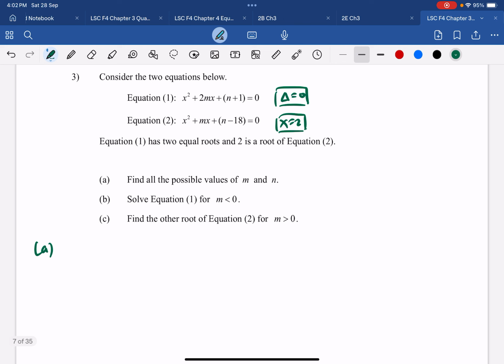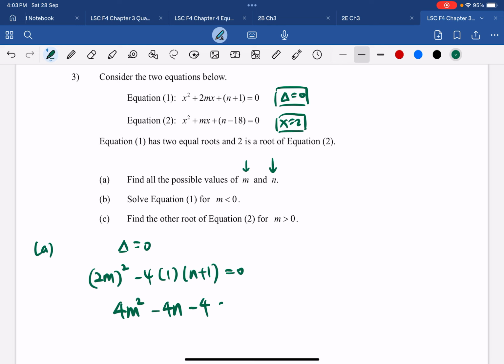So let's see. Again, they are asking you to find the values of 2 variables, so you will be expecting a simultaneous equation, okay? By using delta equals 0, I set up the first equation first. Delta equals 0, which means (2m) squared minus 4 times 1 times (n plus 1) equals 0. So 4m squared minus 4n minus 4 equals 0. Okay?